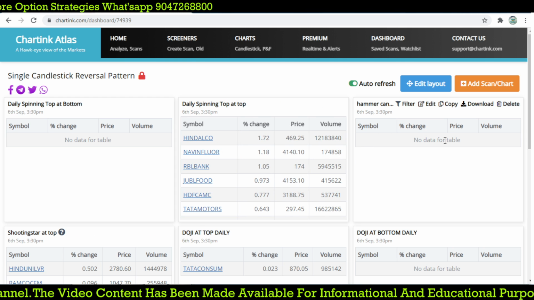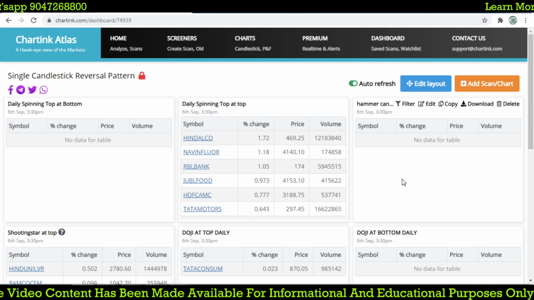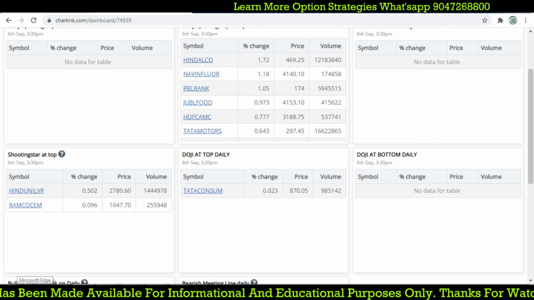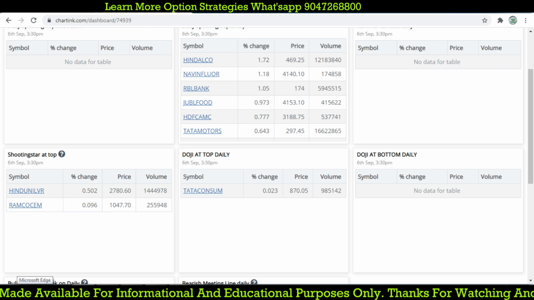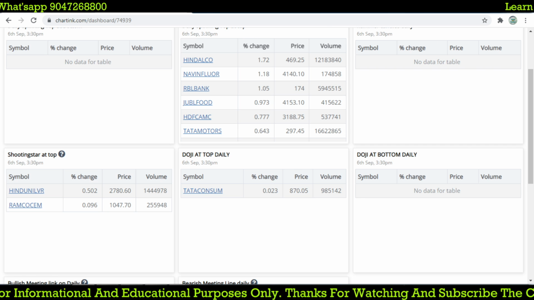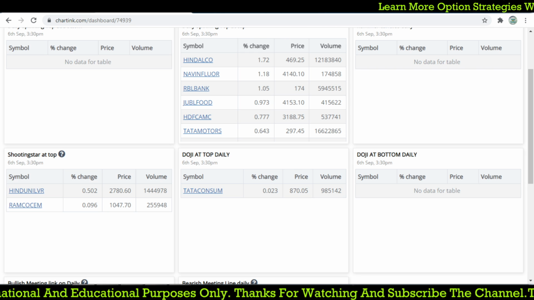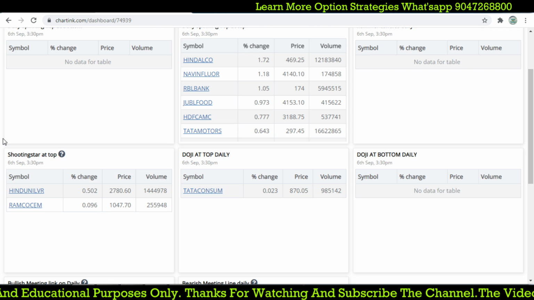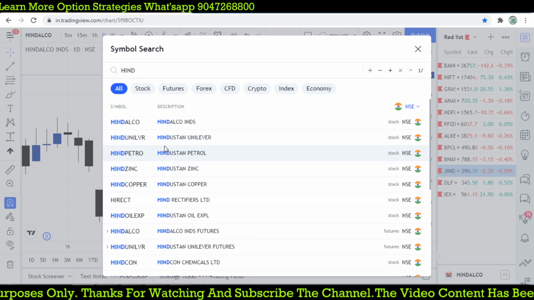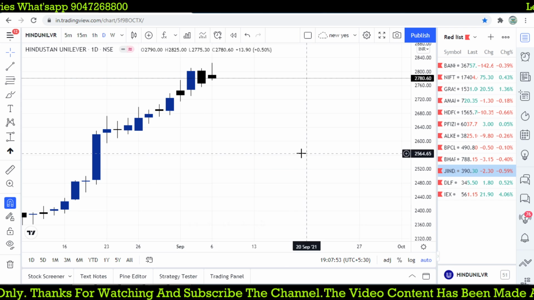And the Harami candle, and hammer. We don't find any hammer. But shooting star, we have two stocks, and Doji at the top, we have one stock. Tata Consumer, Hindustan Unilever form a shooting star, and Ramco Cement. Let's check how powerful it is. So Hindustan Unilever forms a shooting star at the top.